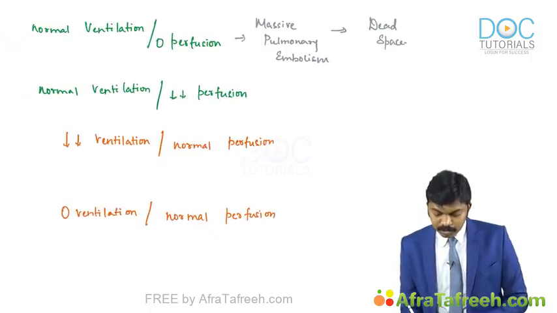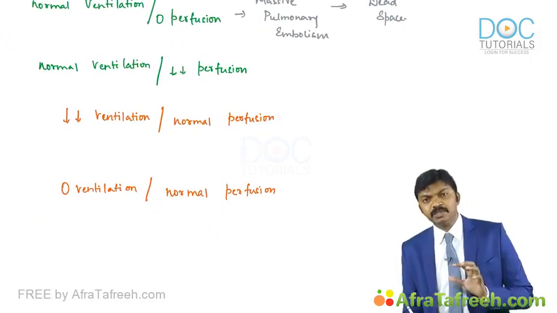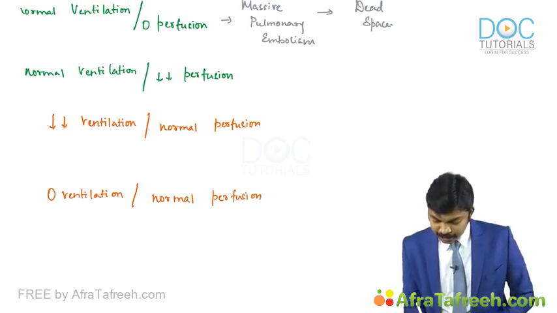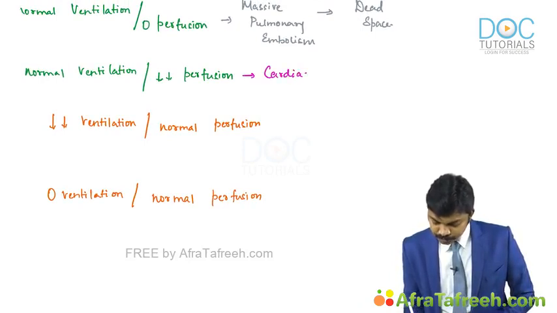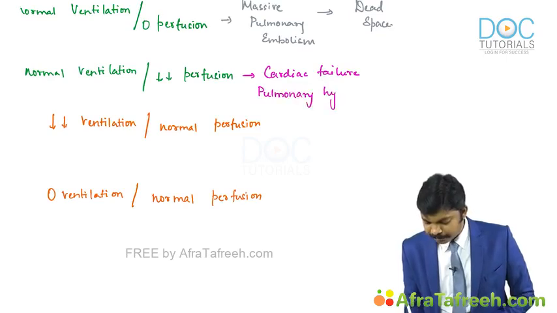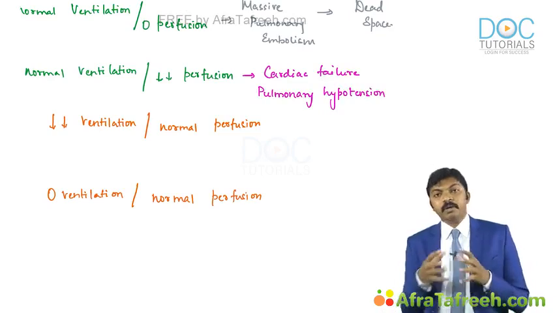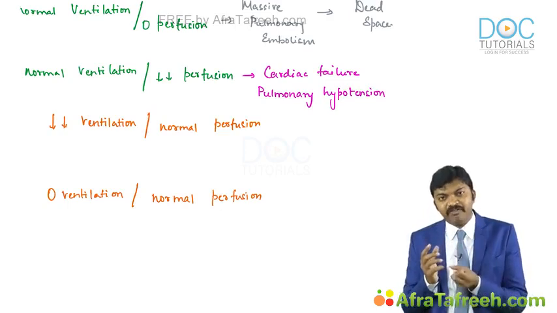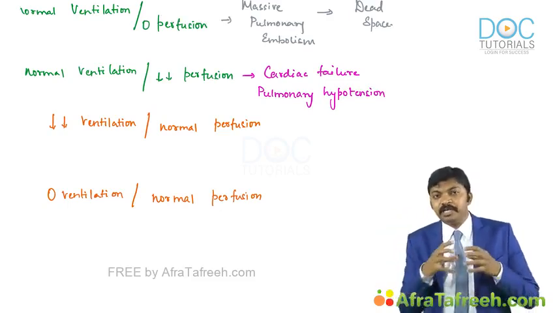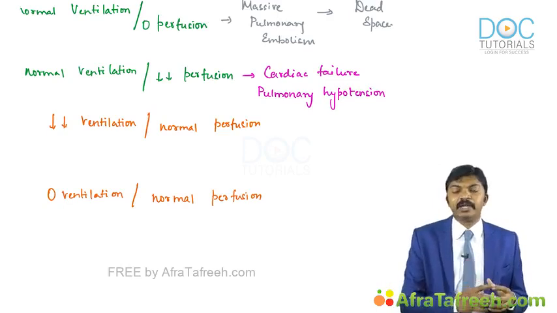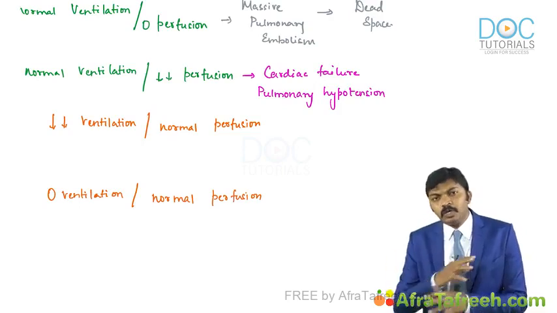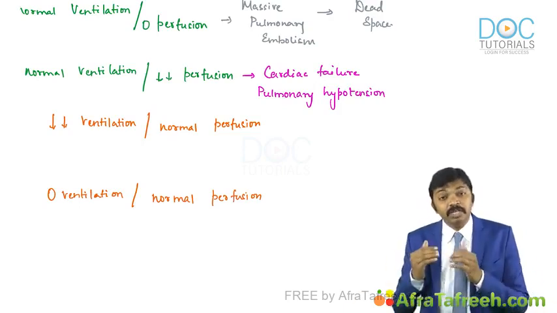Now, let us move on to discuss the second condition where ventilation is going to be normal and perfusion is going to be reduced. This is seen in conditions like cardiac failure or pulmonary hypotension, right? The right ventricle has to pump blood to the lungs. In these conditions, there is not going to be enough blood from the right ventricle going to the lungs. The perfusion is not going to be absolutely zero, but it will be much reduced.